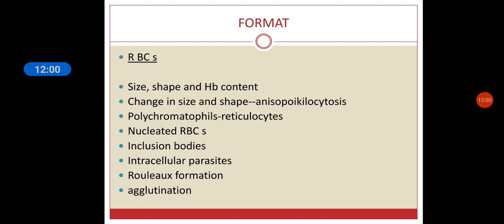Okay. Then the next one is rouleau formation. Rouleau formation is nothing but when the RBCs are stacked one over the other, like a stack of coins. Yeah, it gets piled up like that. So that is called rouleau formation. Okay, and then you have to find out if there is any agglutination. So in your format, all these things should come when you are describing RBCs. Suppose there is no inclusion body, no intracellular parasite, no rouleau formation, no agglutination, all these things should still come in your formatting, in your reporting. Right?